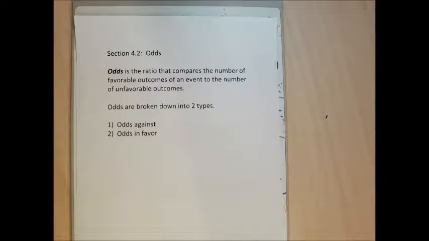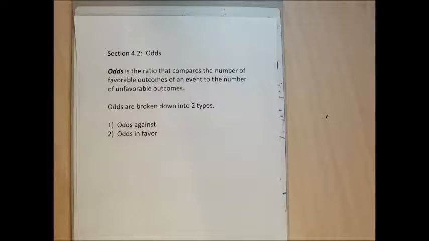All right, so 4.2 is on odds. Odds is a topic that relates to probability, but it's a little bit different than probability. Because it relates to probability, it makes sense to talk about odds in this chapter. I wrote a definition down for odds, and if you knew what odds were, it would maybe make a lot of sense as you read through it. But having not been exposed to odds, maybe the definition wouldn't make so much sense.